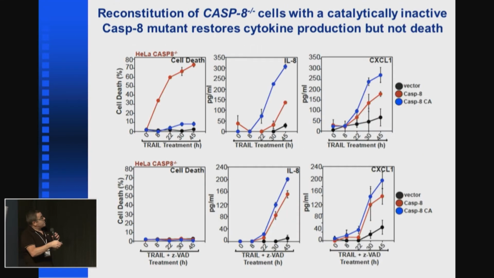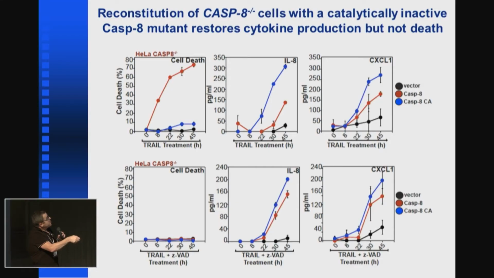But then we restored a catalytically dead caspase 8 molecule into these cells. So we knocked out the caspase 8 and restored with a catalytically inactive caspase 8. This is in blue. So this caspase 8 molecule cannot restore cell death in response to TRAIL. Whereas when we put in wild-type caspase 8, you can see here it restores caspase susceptibility to TRAIL in the caspase 8 knockout cells.